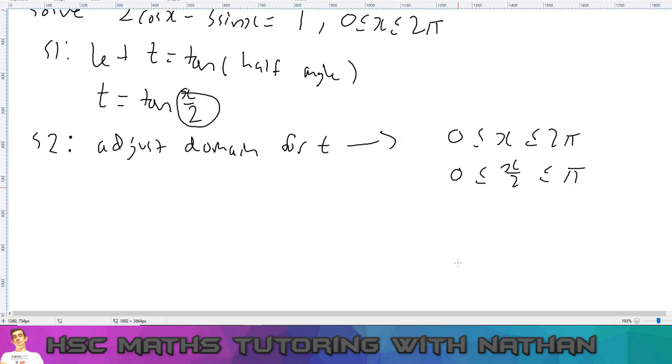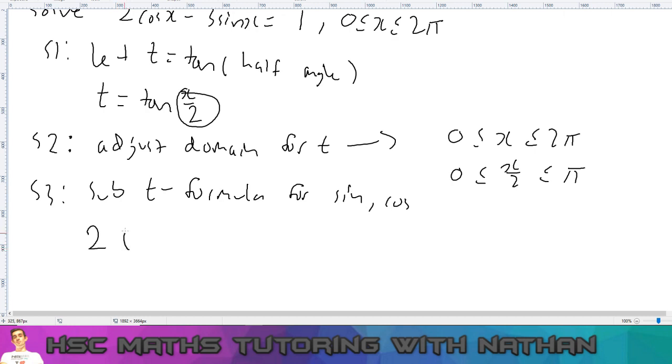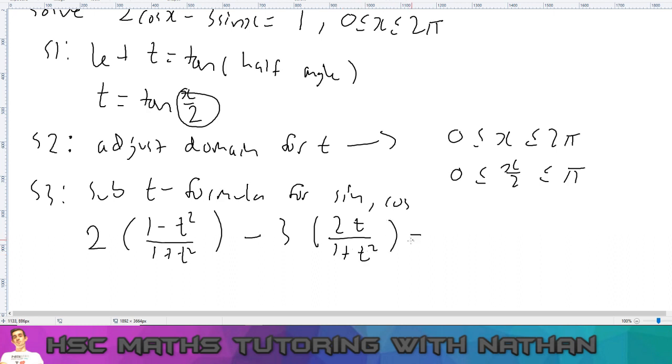So now the next step, the really simple step, sub t formula for sine and cos. So we're just directly going to substitute it in. So cos x, the t formula is always 1 minus t squared on 1 plus t squared, minus 3, and sine is 2t over 1 plus t squared equals 1.